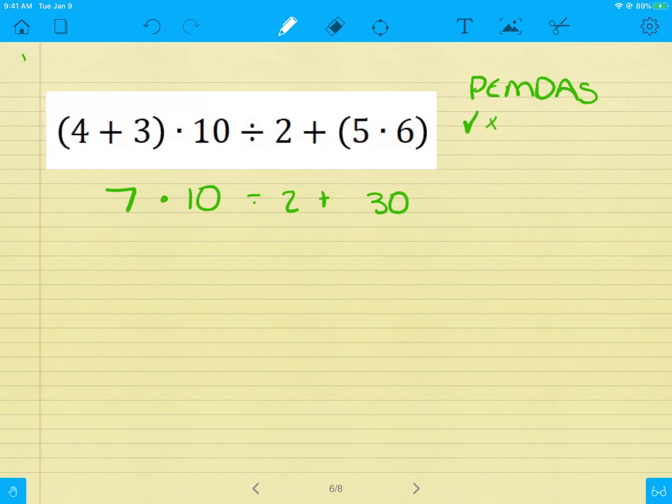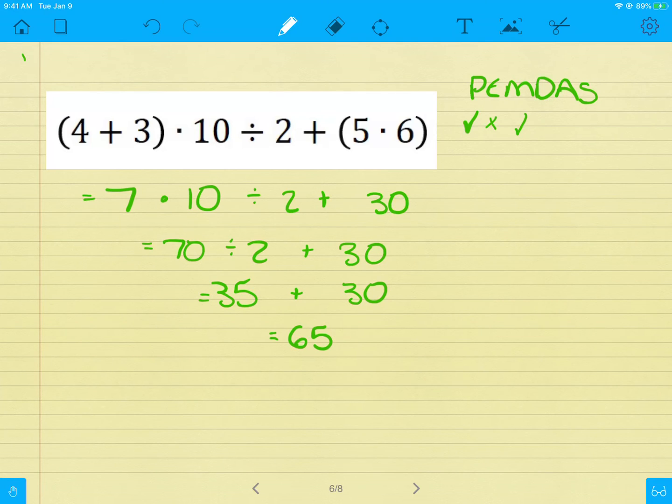There is no exponents. There is multiplying. I guess there's multiplying and division, so we'll have to do that left to right. So 7 times 10, which is 70. Then we have to divide. 70 divided by 2 is 35. And then we can add 30. So your last step should be 65.